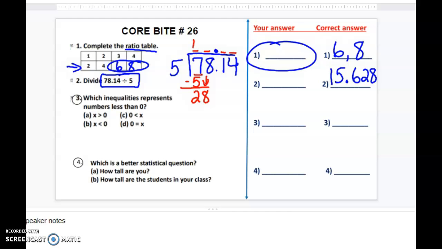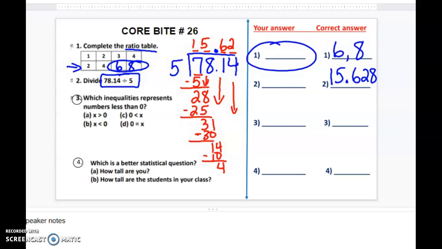5 goes into 28 5 times. 5 times 5 is 25. When we subtract, we get 3. We have another number to bring down. Now we're dividing 5 into 31. It will go 6 times, which is 30. When we subtract, we get 1. Bring down the 4. And now we're dividing 5 into 14, and it will go twice. We multiply, we get 10, and when we subtract, we get 4.